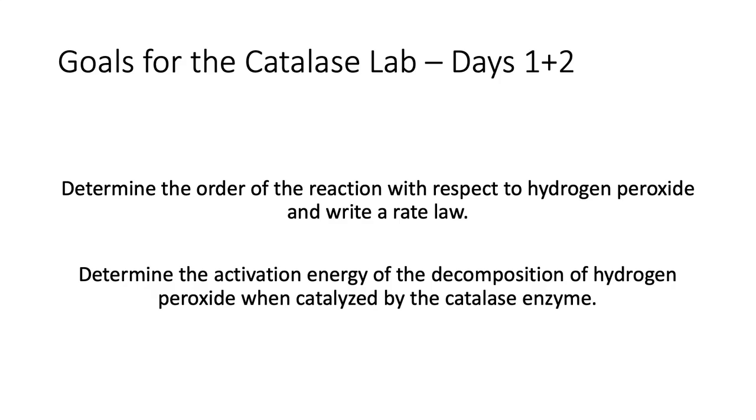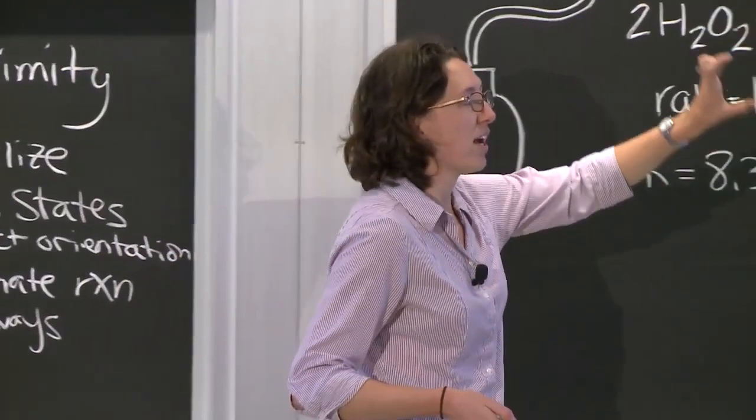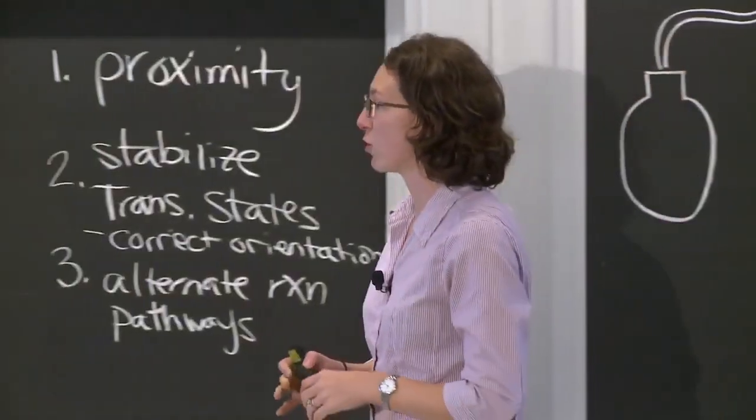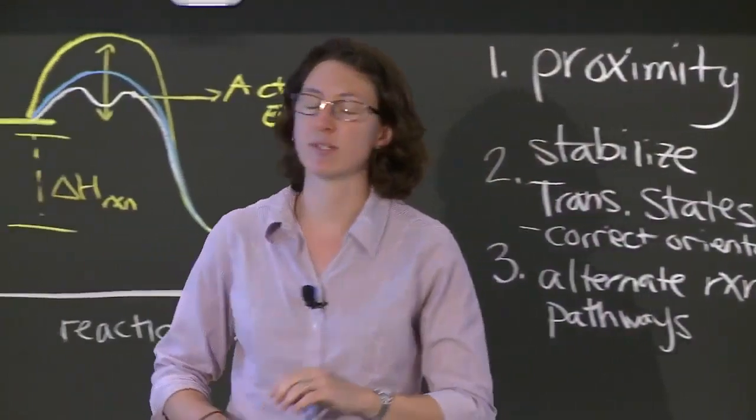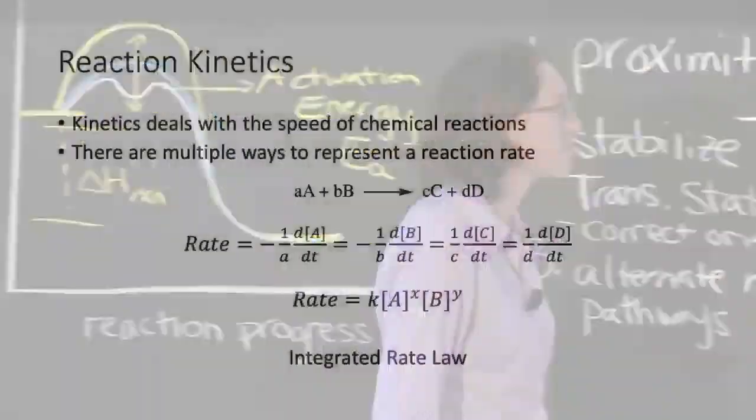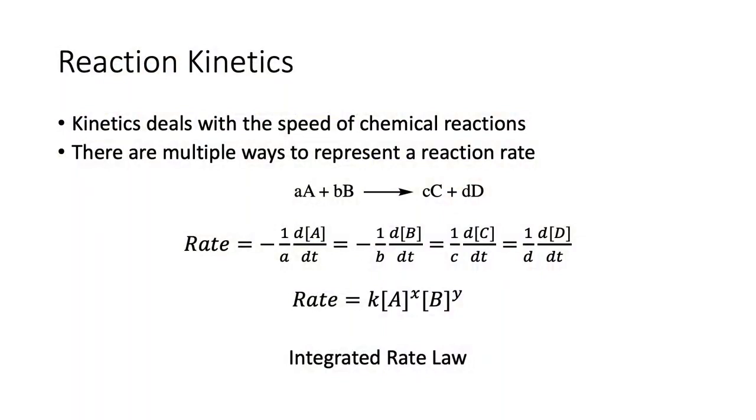So in day 1 of this lab, you're going to do that first part, and you're going to figure out what the order of the reaction is. And in order to have that make any sense, we need to talk about kinetics and how we discuss kinetics in a chemical sense. So kinetics deals with the speed of chemical reactions, and if we use everybody's favorite generic reaction, A plus B goes to C plus D, you can write the rate of this reaction, you can express it in a number of ways.